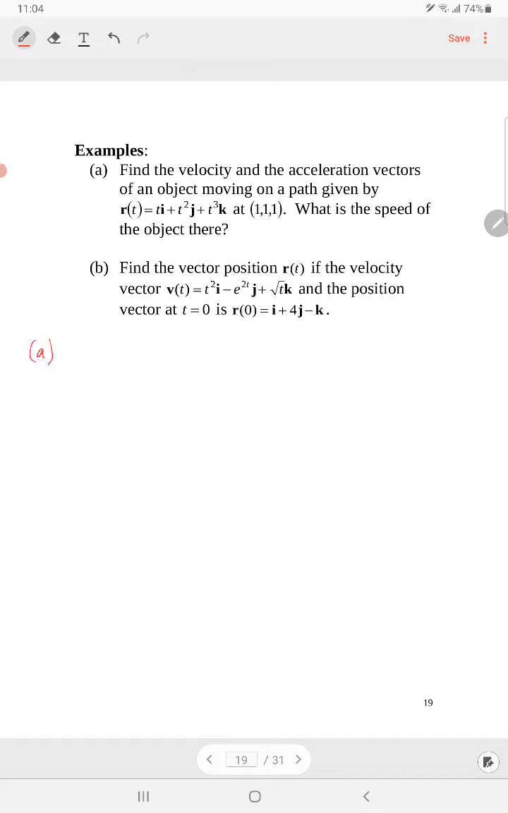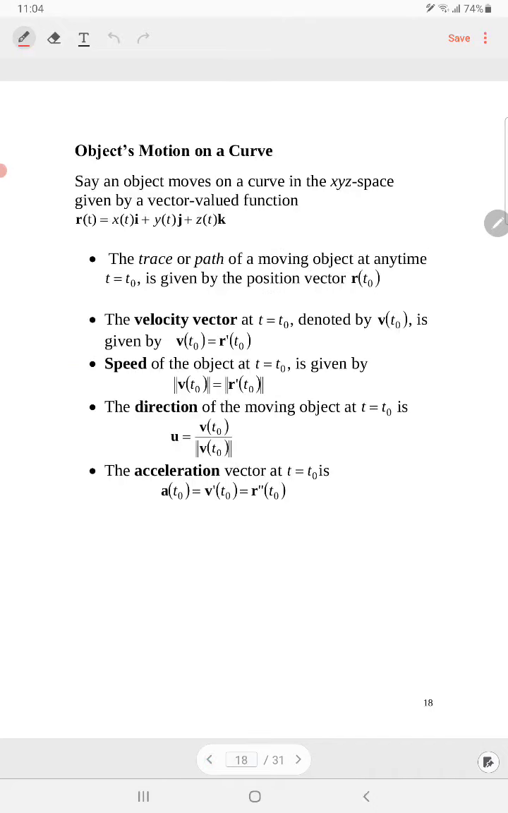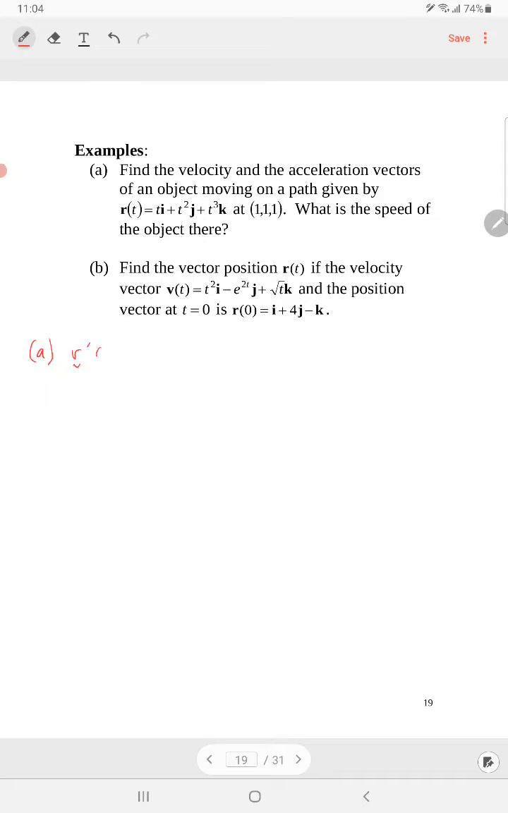Right, for example A, r is equal to this. What we want first is velocity. Remember, velocity is equal to r prime. So we need to differentiate r. r prime is going to be a vector as well. You differentiate the x component to get the new x component, so that is just 1. Differentiate t squared, that would be 2t, so that is the y component. The z component is t cubed. Differentiate that, we get 3t squared. So that is r prime.